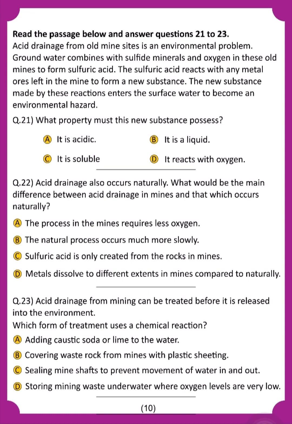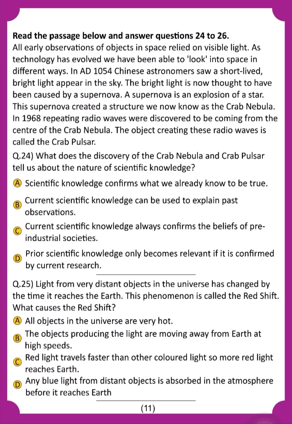Next, acid drainage also occurs naturally, and what would be the main difference between acid drainage in mines and that which occurs naturally? For that, option number B is correct. Question number 23. Acid drainage from mining can be treated before it is released into the environment, for which is the correct statement using a chemical reaction. For that, option number A is correct, adding caustic soda or lime to the water.